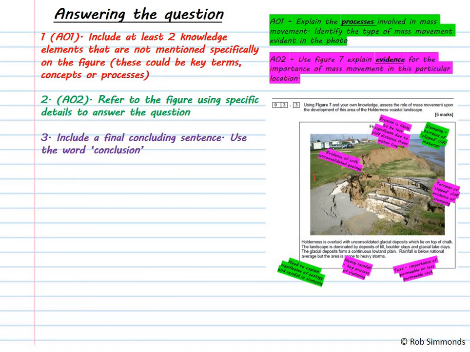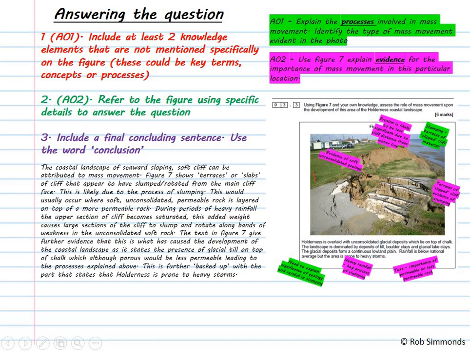So the key 3 rules that I want to follow to answer this question. In red, I want to include at least 2 knowledge elements that aren't specifically mentioned within the figure, to show my own knowledge. And then the green, AO2, I want to refer specifically to elements of the figure and I want to assess the role of mass movement. So in order to fully assess the role, I'm going to include a final sentence, including the wording conclusion, to let the examiner know that I am giving an opinion based on evidence.